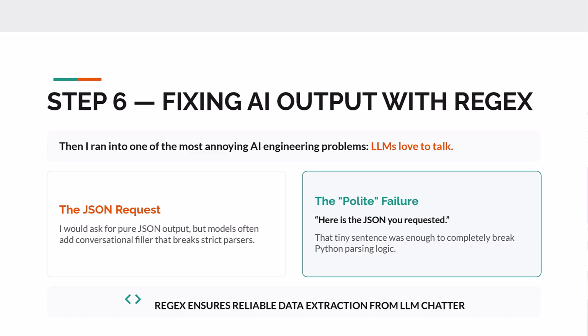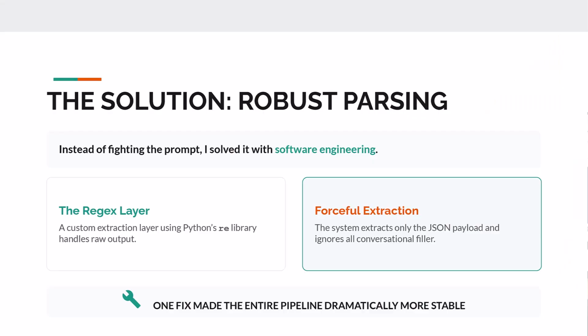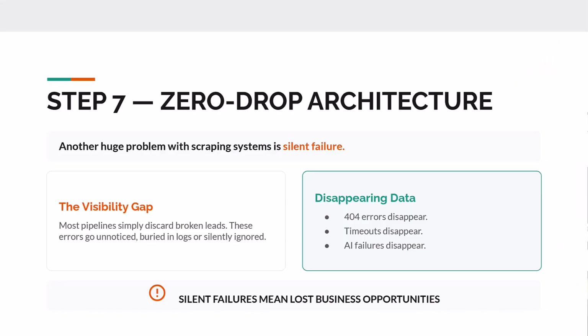I added a regex extraction layer using Python's re library, and the system forcefully extracts only the JSON payload and ignores everything else. That single fix made the entire pipeline dramatically more stable. Another huge problem with scraping systems is silent failure.